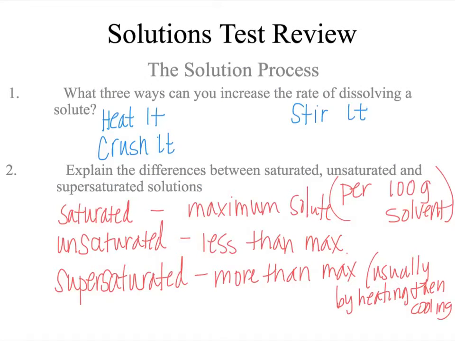All right, the solution process. What 3 ways can you increase the rate of dissolving a solute? In class, we talked about heat it, crush it, stir it. The whole goal to increase the rate is to increase the amount of solute and solvent particles that are interacting with each other. The more interactions, the faster it will dissolve. By heating it, of course, anytime we heat anything up, the speed of the particles increases, and as the speed of the particles increases in the solvent, that means they're going to be moving around faster, so more interactions. Crushing it is about the surface area.